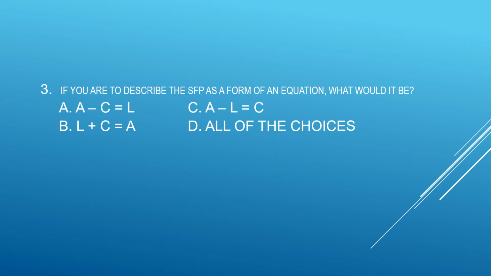If you are to describe the statement of financial position as a form of an equation, what would it be? A. A minus C equals L, or assets minus capital equals liabilities, or B. Liabilities plus capital equals assets. C. Assets minus liabilities equals capital, or D. All of the choices. Which is which?